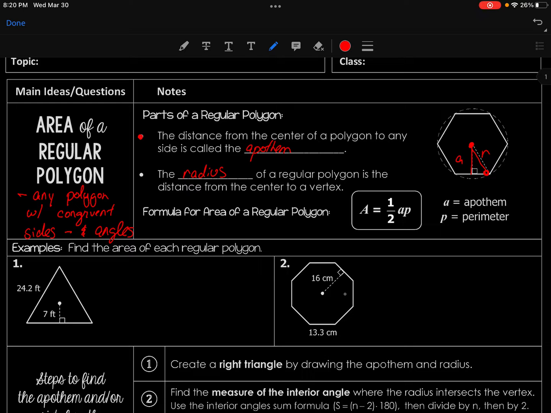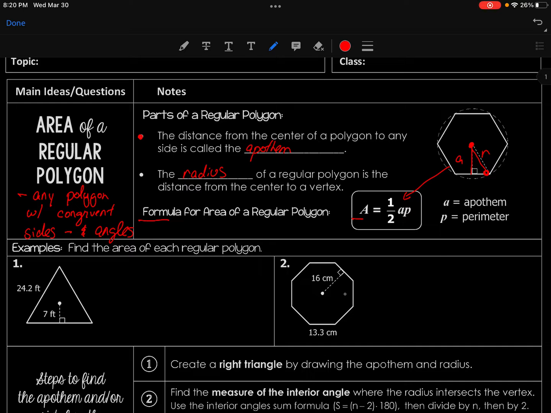Now, the formula for area of a regular polygon, this should be, let me check if it's in the formula sheet that you will get for the exam. Give me 1 second. I'll tell you guys later. Anyway, you should memorize it either way. The formula is area is equal to 1/2 times the apothem times the perimeter.